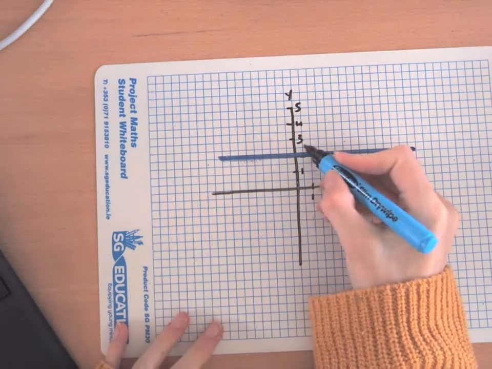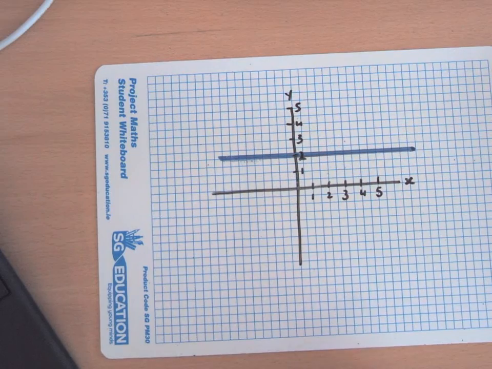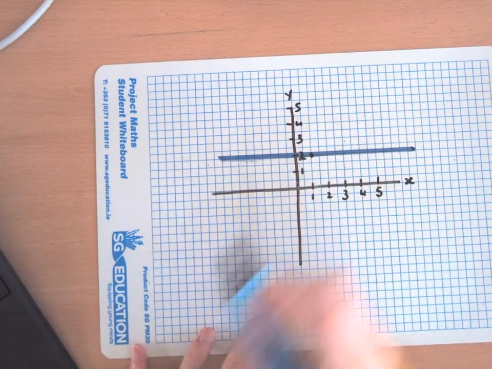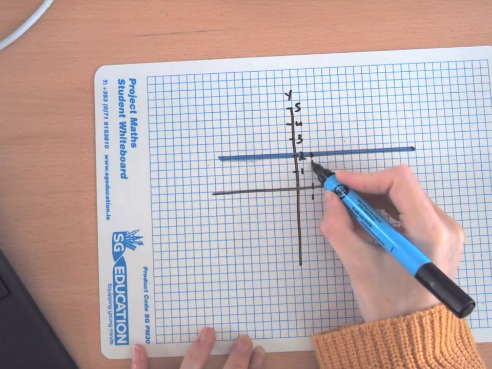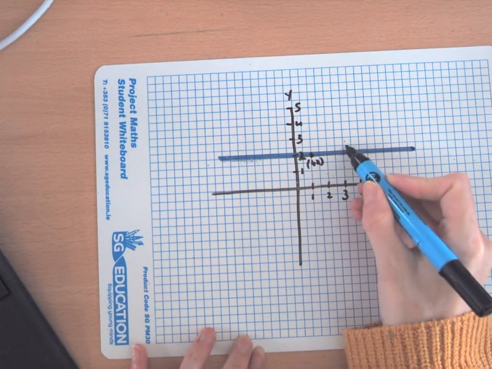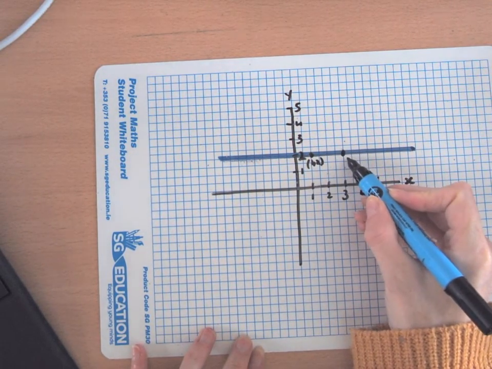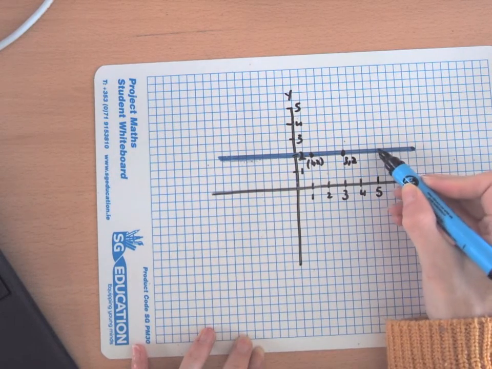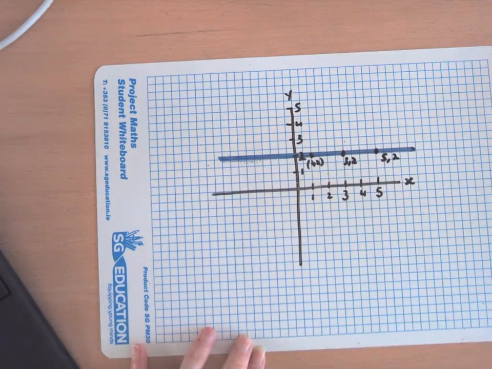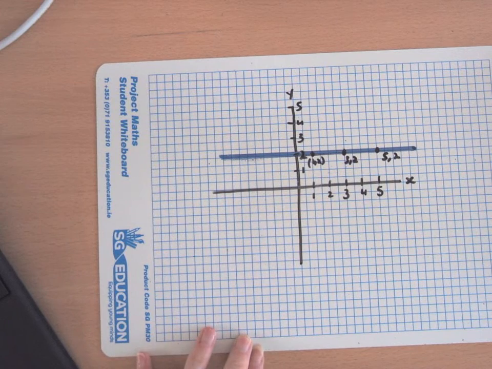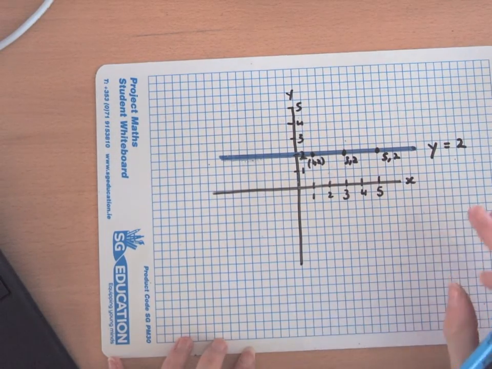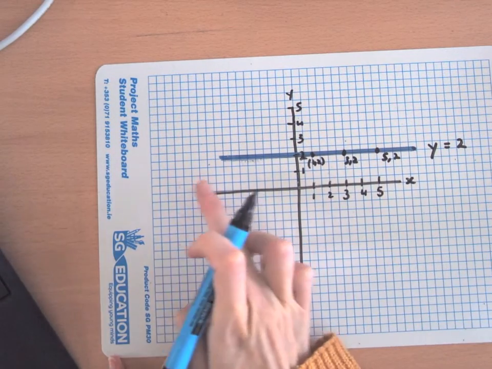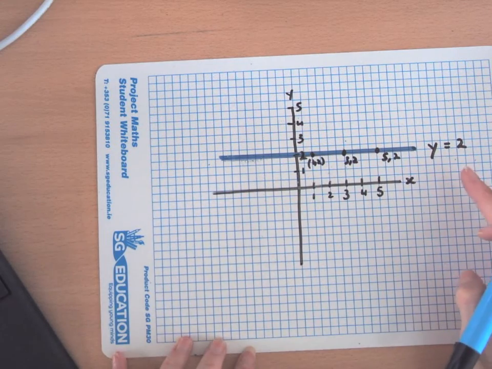That line there in blue, can you tell me what's that point on the line? 1, 1, 2. What is that point? 3, 2. What is that point? Anything in common? The 2. What is 2? Y is 2. That's the equation for a straight line, a horizontal line.